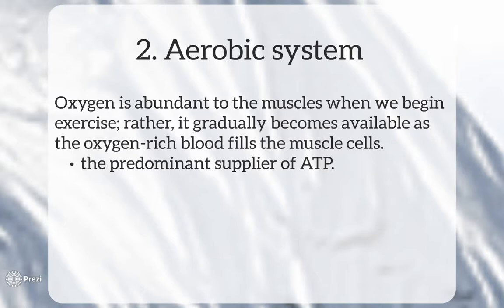Aerobic system. This occurs when oxygen is abundant to the muscles. It is not available when we begin exercise. Rather, it gradually becomes available as the oxygen-rich blood fills the muscle cells. It is the predominant supply of ATP.